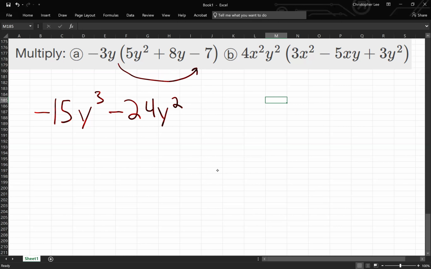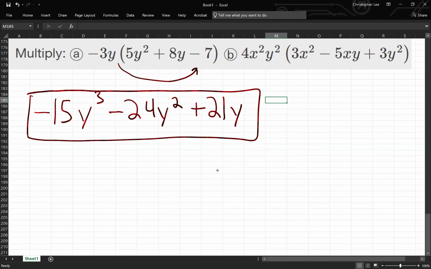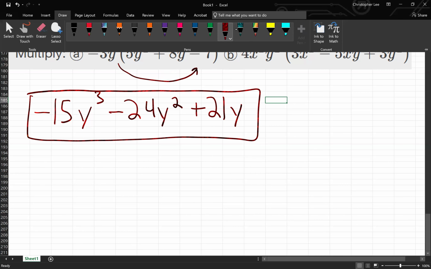And then I heard a plus 21 y. Good, good, good. Now we're talking. Good, good, good. All right. Questions on this? Good. All right, let's flip it and reverse it.